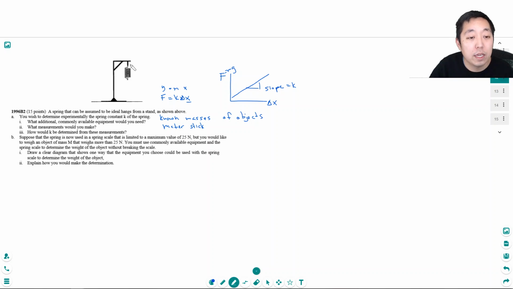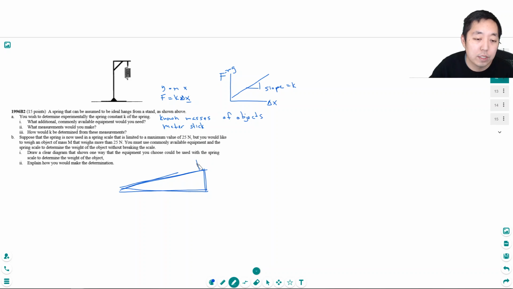If I wanted to weigh an object to figure out the mass of it, and I apply more than 25 newtons, it would break. One thing you could do is put it on an incline. This is like a trick, because this redirects the force of gravity a little bit.